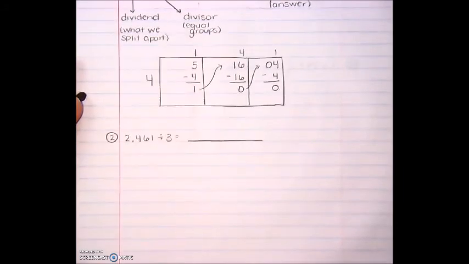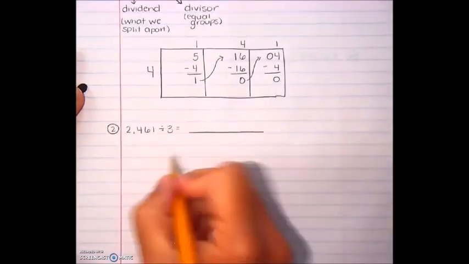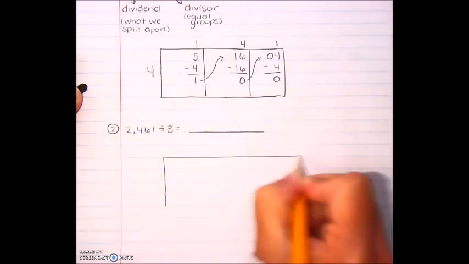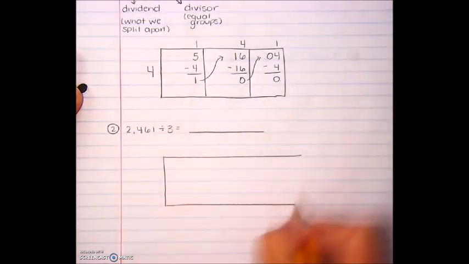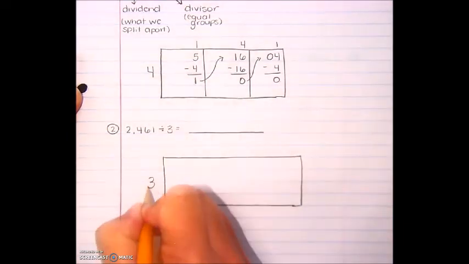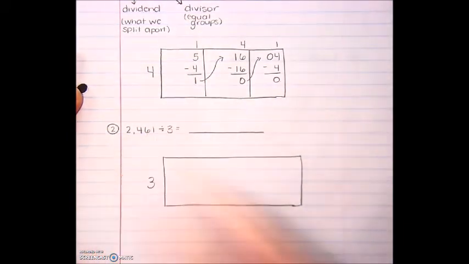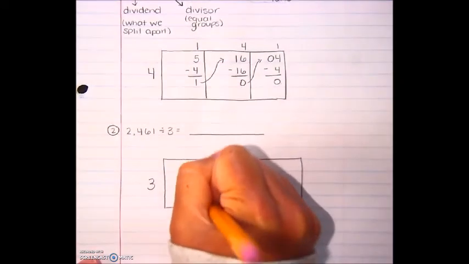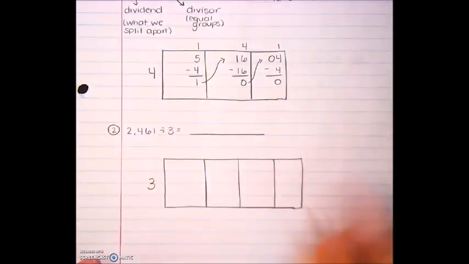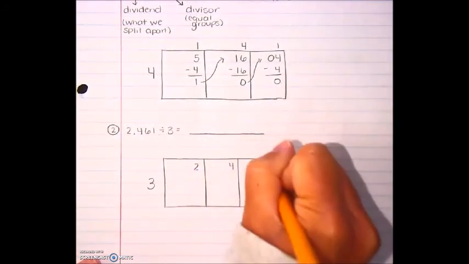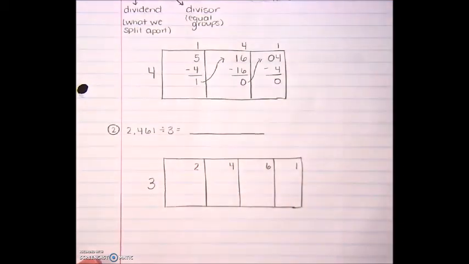This time I have 2,461 divided by 3. So again, I'm going to draw a large box in the center of my paper. My divisor of 3, I'll write on the outside. And this time I have a 4-digit number, so I need to divide that box into 4 columns. And I'll put my 2, 4, 6, and 1 in the right-hand corner of each column.